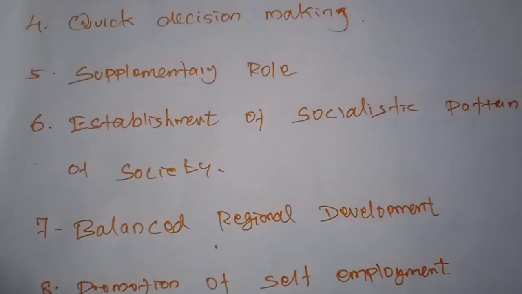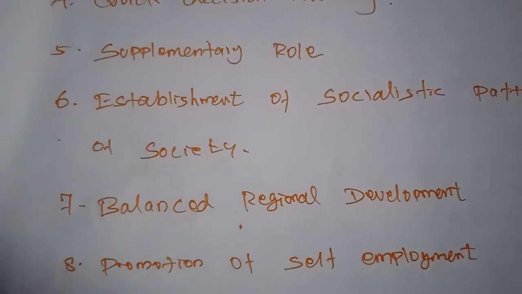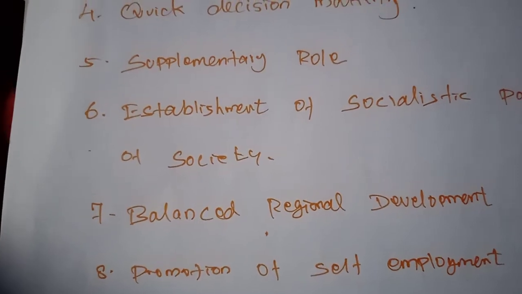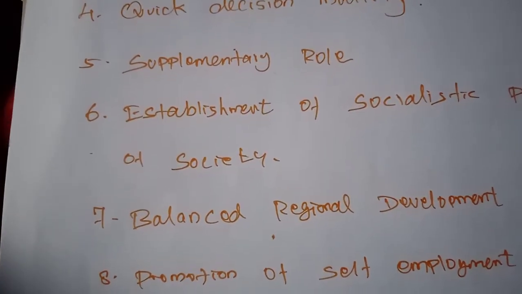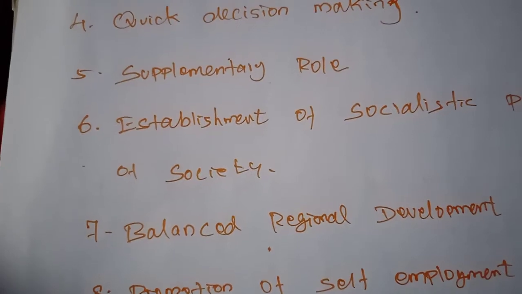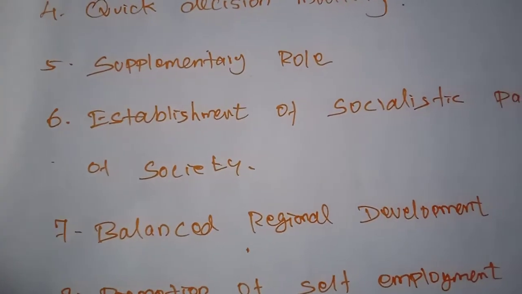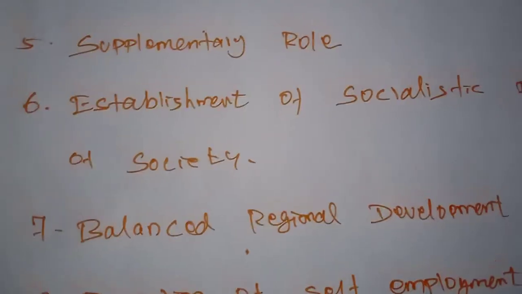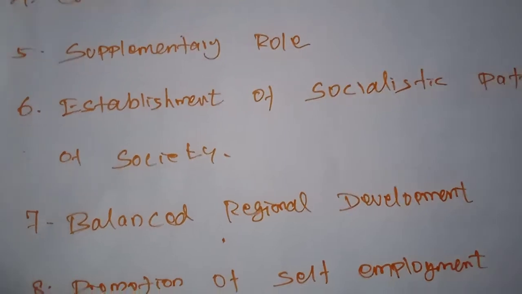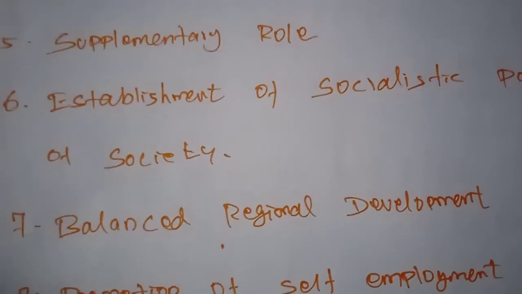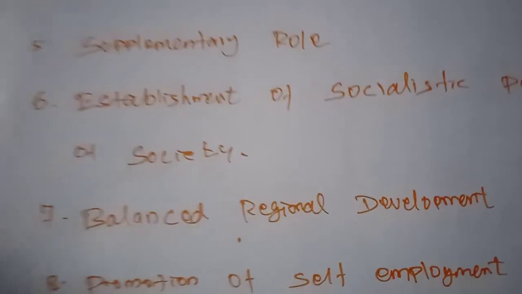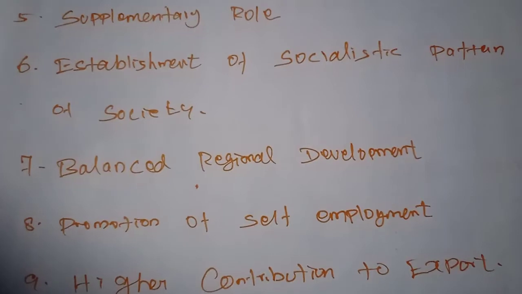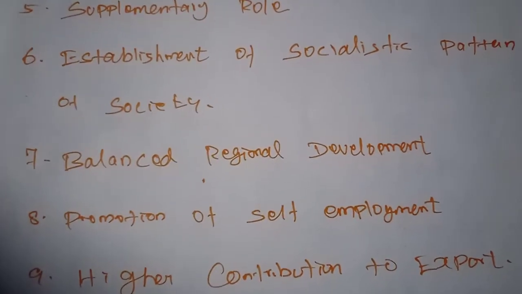Next, establishment of socialist pattern of society. The micro, small and medium scale sectors contribute towards the establishment of a socialistic pattern of society by reducing the concentration of income and wealth. By reducing the concentration of income and wealth, this category of industries easily provides social welfare to the societies, and compared to the large scale industries, this type of industry takes more responsibility for social welfare.